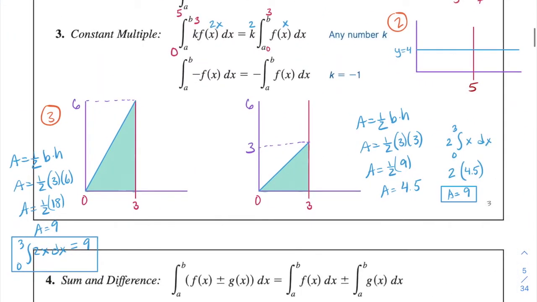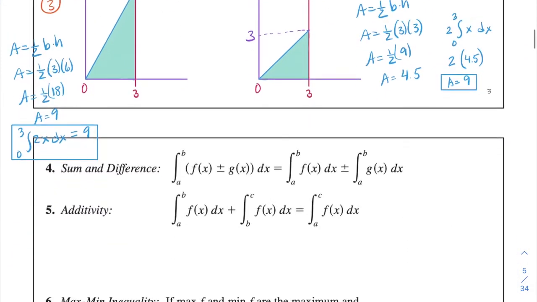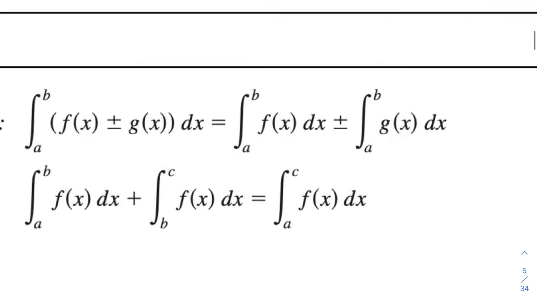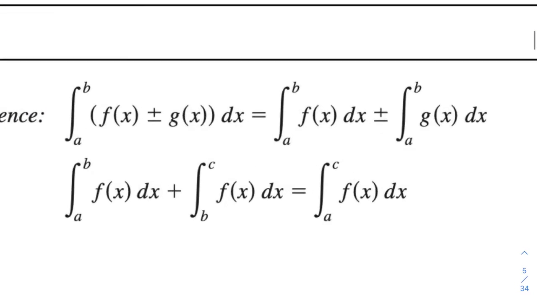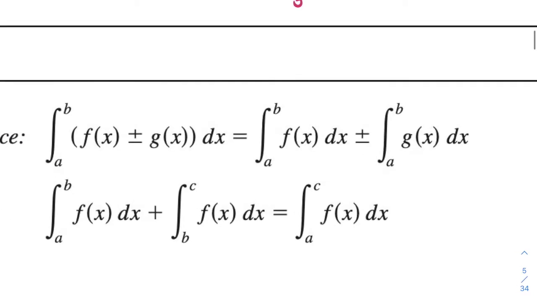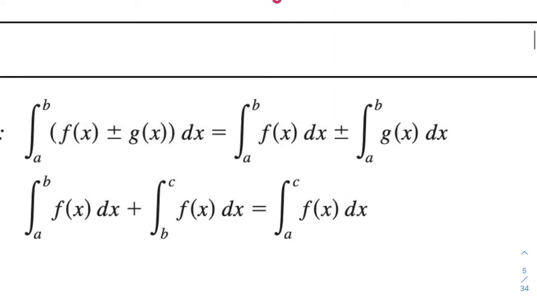Okay? Just some of the rules there. Sum and difference allow you to, I'm not going to draw diagrams, I don't think, for the rest of these. Well, maybe I will. From a to b, you have the addition, so you're able to break them into separate integrals, and that makes sense. So if I have, if this was 5, I'm able to break it into 3 and 2.